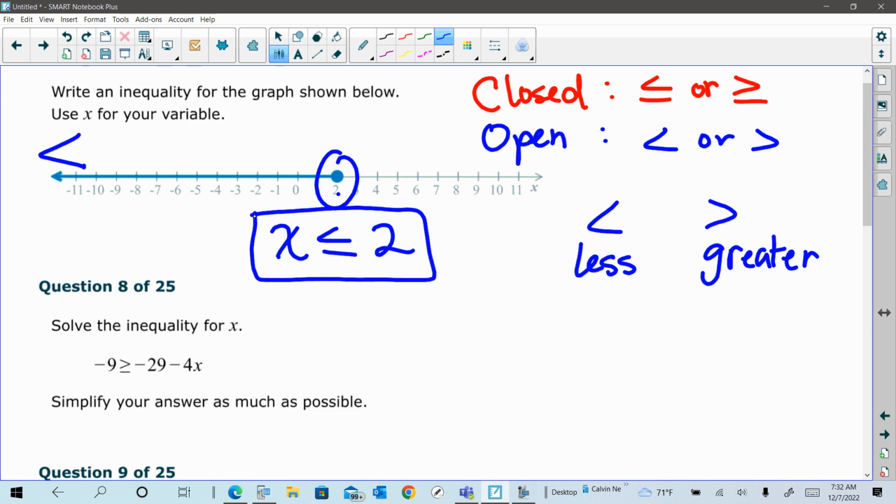So on a problem like this, they might ask you to graph it or they might ask you to write it. So just know if it's pointing to the left, it's less than. If it's pointing to the right, it's greater than.